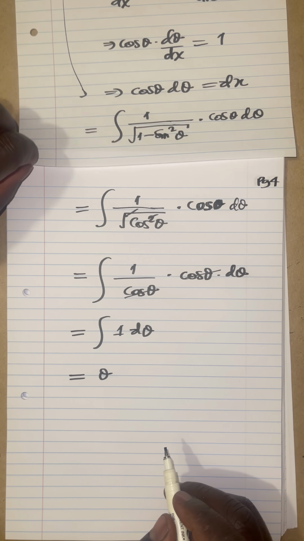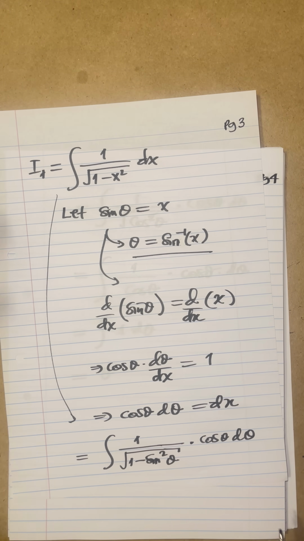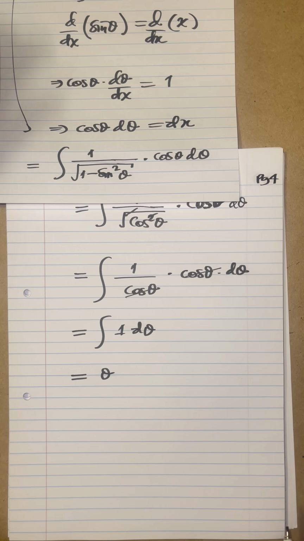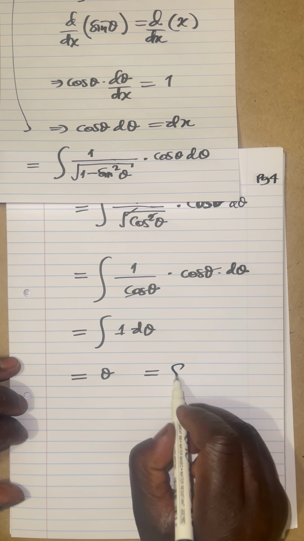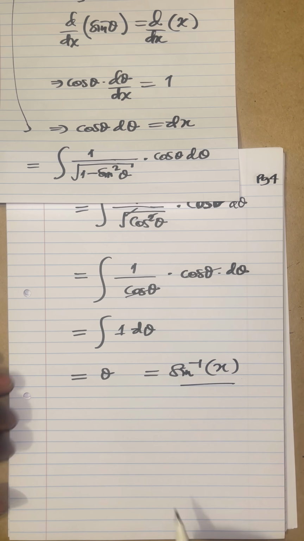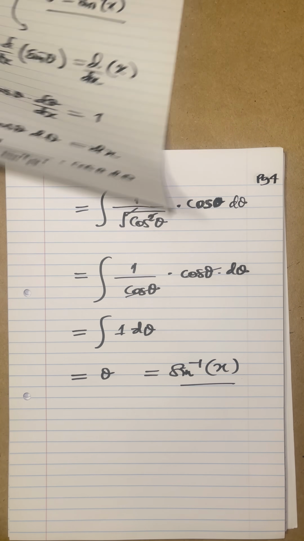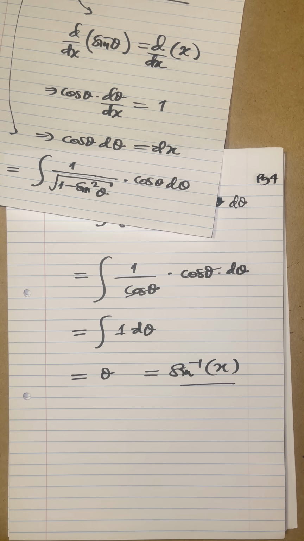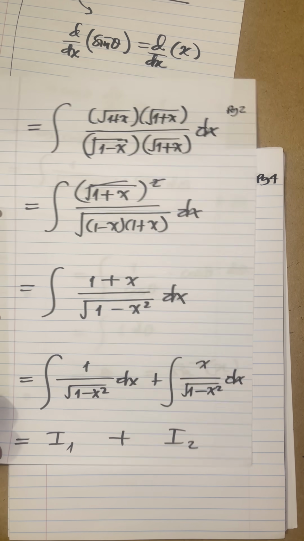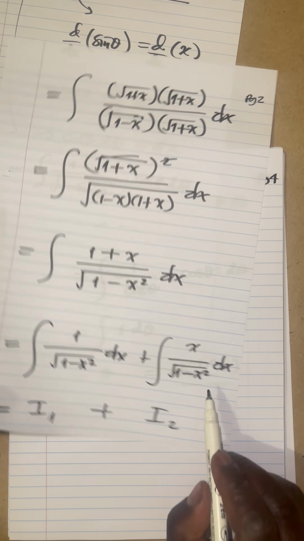Let's move back up here on page 3. Theta is what? Sine inverse or arcsine of x. So this is exactly equal to sine inverse of x. So I1 evaluated. Now we're moving on to I2. I2, taking us to page 2. If you notice, I2 is this part here. So I'm going to have to work on this one now.